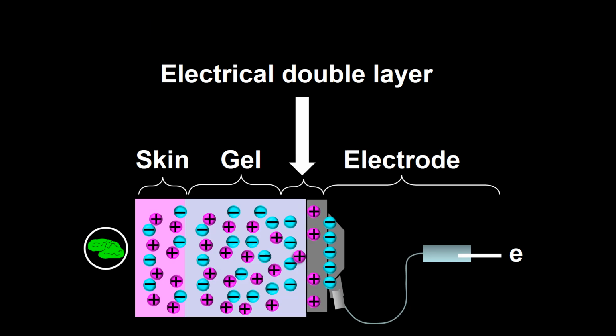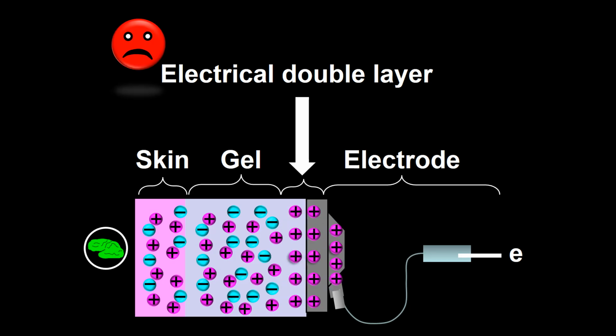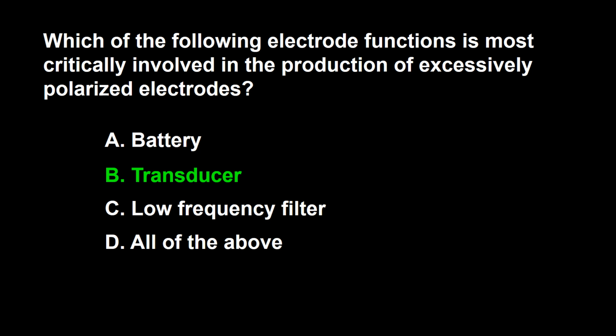But as we know, not all electrodes are good. Bad electrodes produce a dysfunctional electrical double layer. This may occur when positive charges are accumulated in the electrical double layer. The electrical double layer will attract and allow the transfer of negative charges, but will not allow positive charges. If, on the other hand, the charges that accumulate are negative charges, positive charges will go through, but negative charges will not. So the answer to this question is B.